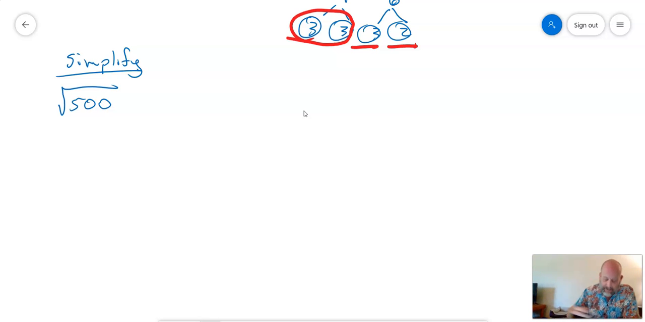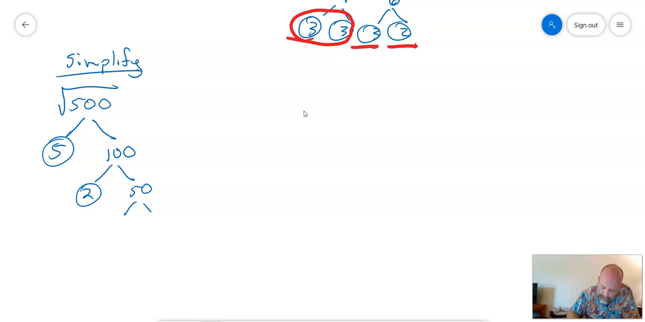All right, so you had your chance, and here we go. Now, I'm going to go ahead and work this one out twice just to show that there's more than one way to do this. Perhaps the most obvious way that people would go on this one would be 5 times 100, right? 5 is prime, 100 is not. 100 is 2 times 50. 50 is 2 times 25, and 25 is 5 times 5.